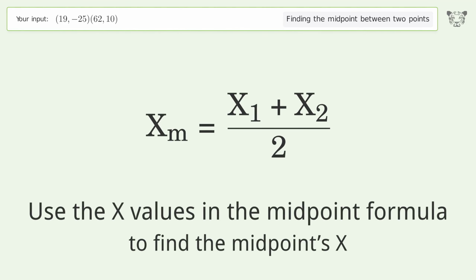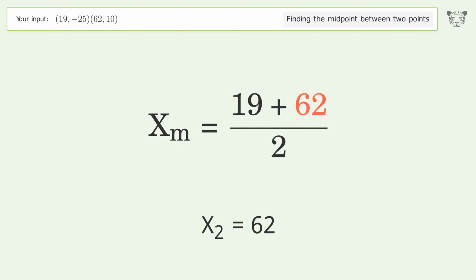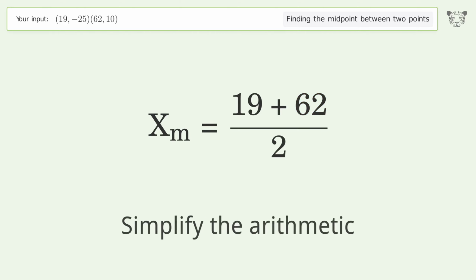Use the x values in the midpoint formula to find the midpoints x. x1 equals 19. x2 equals 62. Simplify the arithmetic.